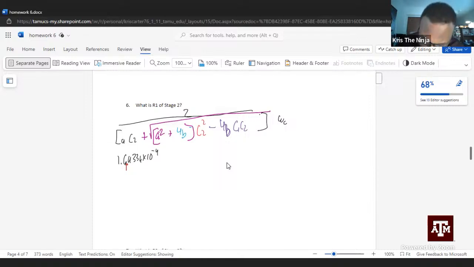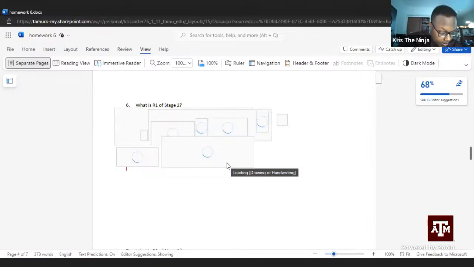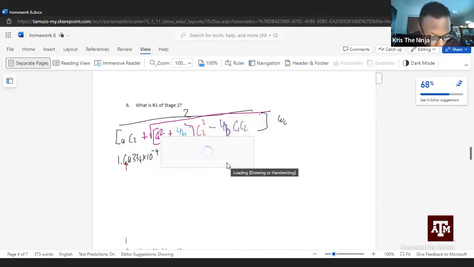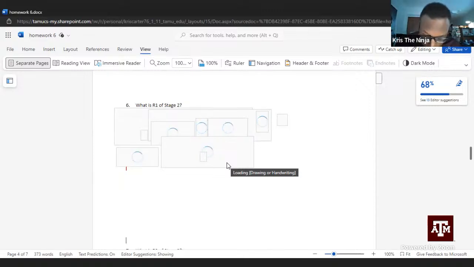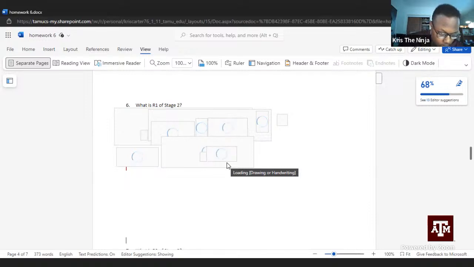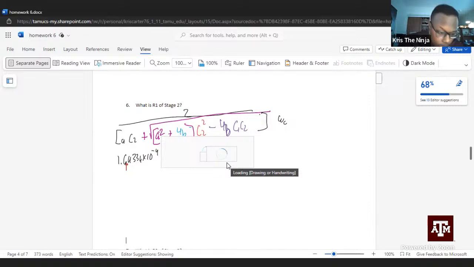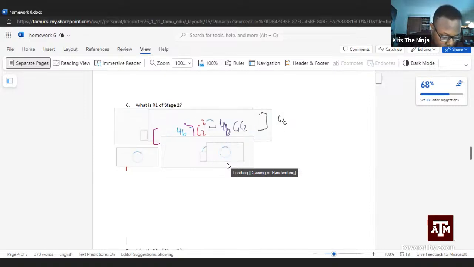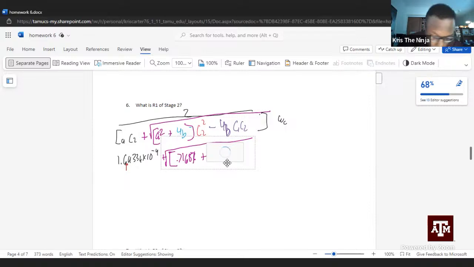Plus 4 times B, 1.42564, that multiplied by C squared gives us 8.57 times 10 to the minus 18th. That's still under the square root.